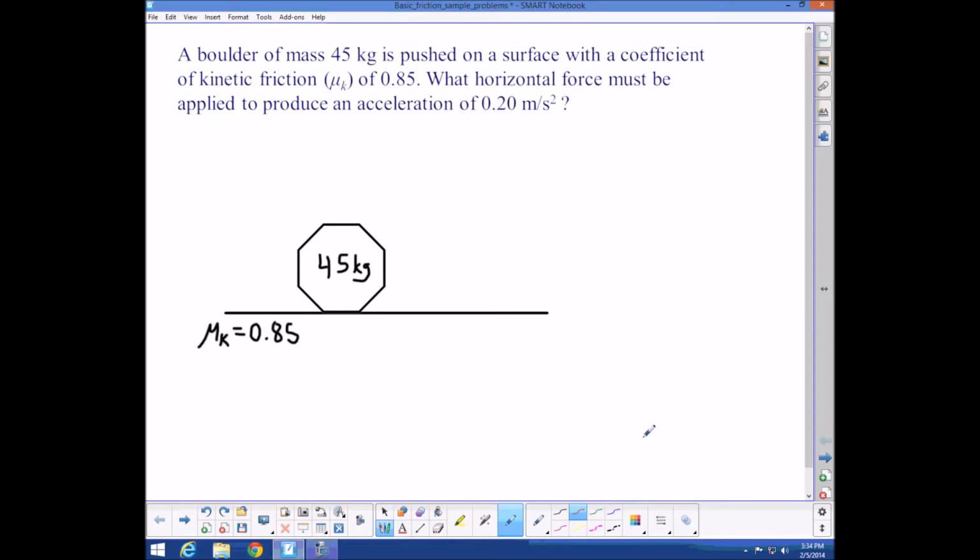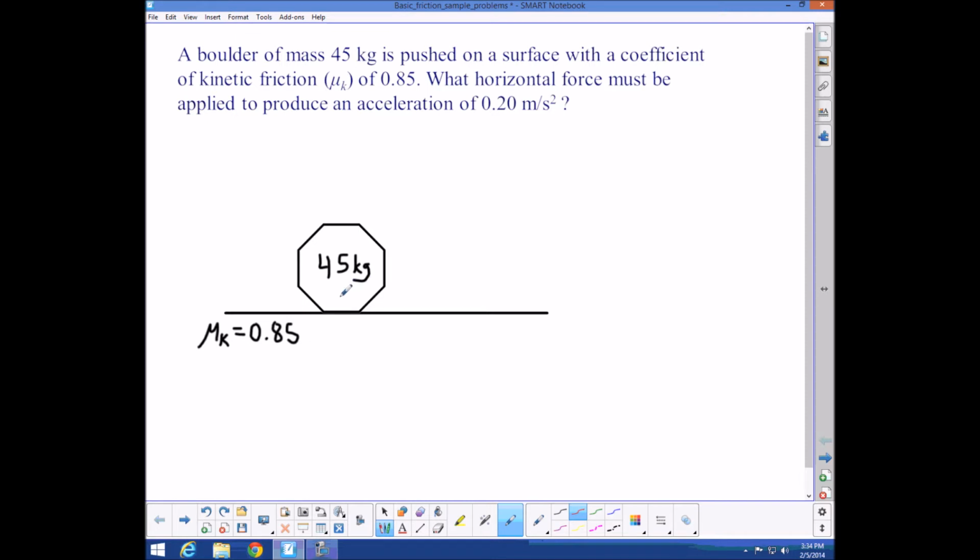In this problem, a boulder of mass 45 kilograms is pushed on a surface with a coefficient of kinetic friction of 0.85. The fact that it will be sliding against the surface means that we need to look at kinetic friction. We need to figure out what horizontal force must be applied to this boulder to produce an acceleration of 0.2 meters per second squared.